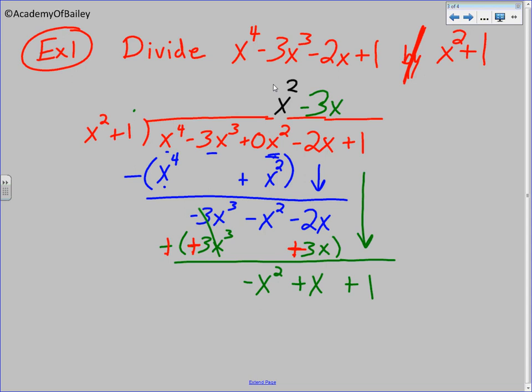All right, moving right along, we're looking at x squared going into negative x squared. So if we have negative x squared, how many times does x squared go into it? X squared and x squared cancel off. We still have the negative sign, so what is left over? Negative 1.